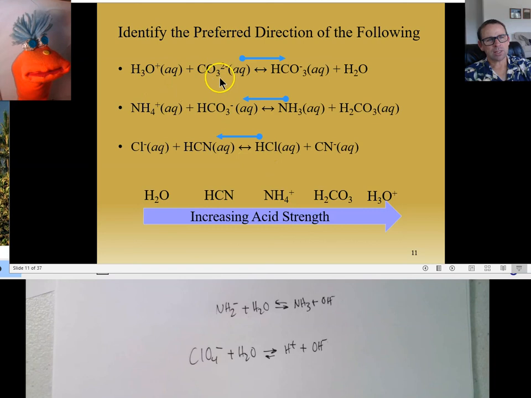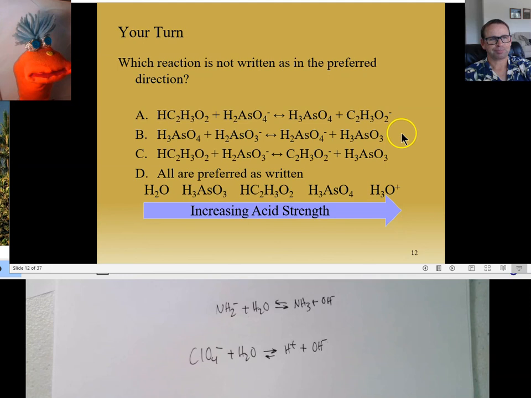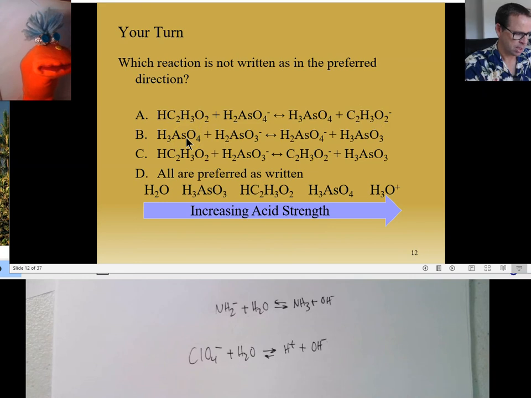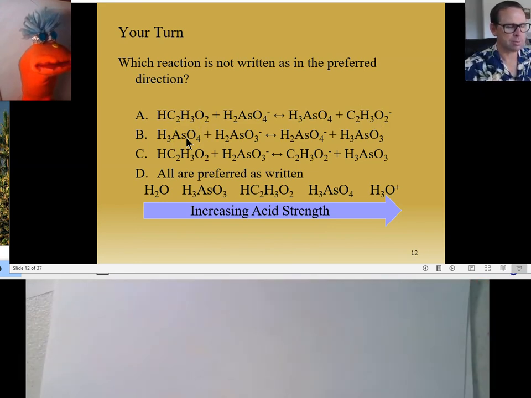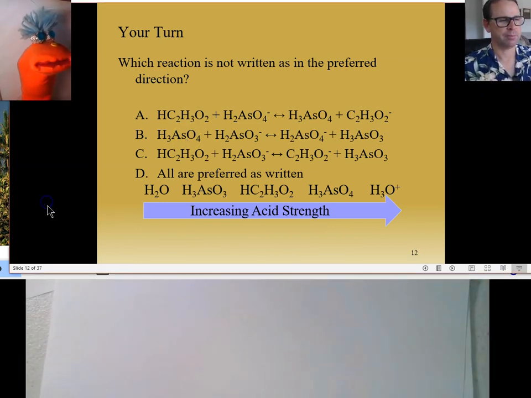So again, we look and see who's behaving as the acid. We look and see which one of the acids is stronger, and that is where the equilibrium will lie, towards that side of the reaction. Which reaction is not written as its preferred direction from left to right? All right. I'll let you guys examine this one. Take your time, push pause, and then come back and give a good answer.